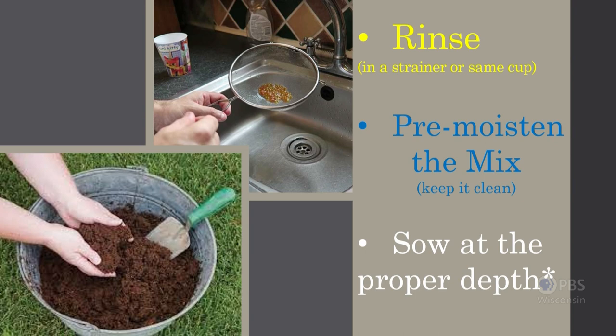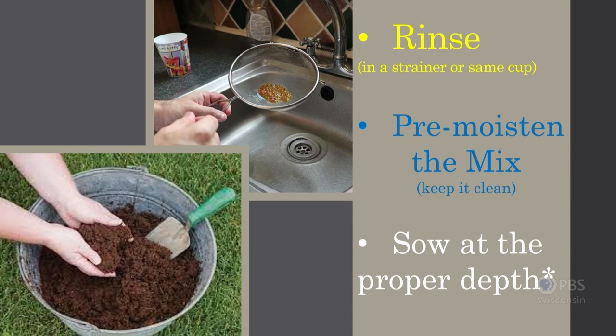So after you soak them, rinse the seeds. You wake up in the morning, rinse the seed. I just do it in the same cup. I'll put in a couple of new cups of water, pour them out, hold my finger. You can use a strainer. With really tiny seeds, you can use a piece of paper towel or a coffee filter. Those work really well. Just rinse them off a little bit.